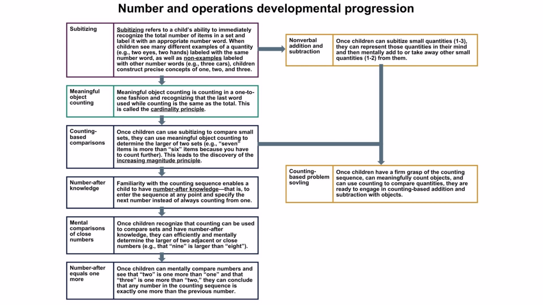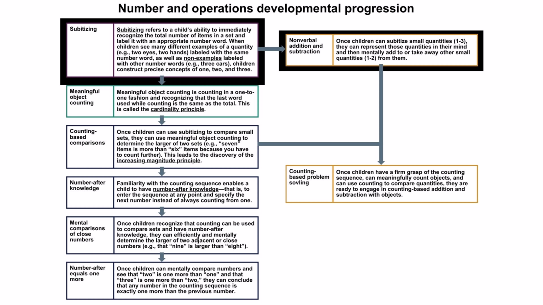Let's begin by taking a look at the number and operations developmental progression. The progression tells us that after children can reliably and accurately subitize small quantities, they are ready for nonverbal addition and subtraction. For example, if you show a young child 2 blocks before hiding them under a box, then show 1 more block before also hiding it under the box, a child can produce 3 blocks to match what's hidden under the box. To be able to do this, children need to be able to hold representations of those small quantities in their head and operate on them.